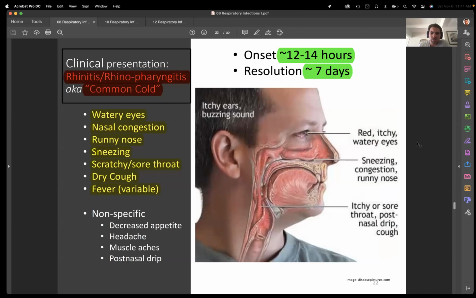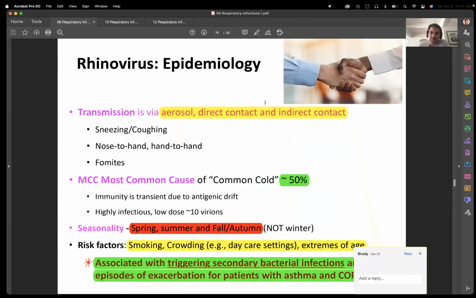Okay, what's going on with this guy? And again, remember, these viral infections tend to be very quick onset, right? That happened, what was the first one?